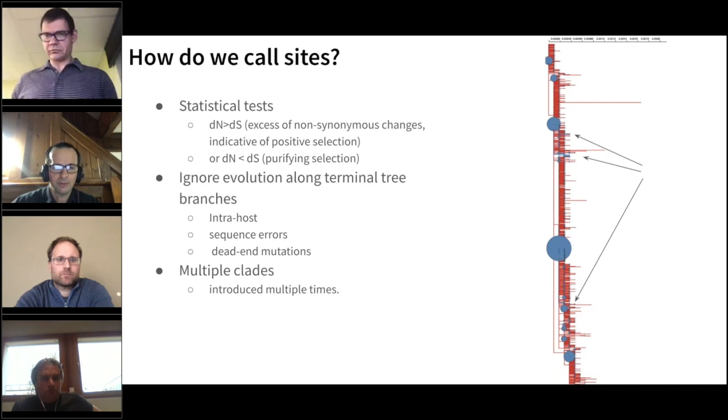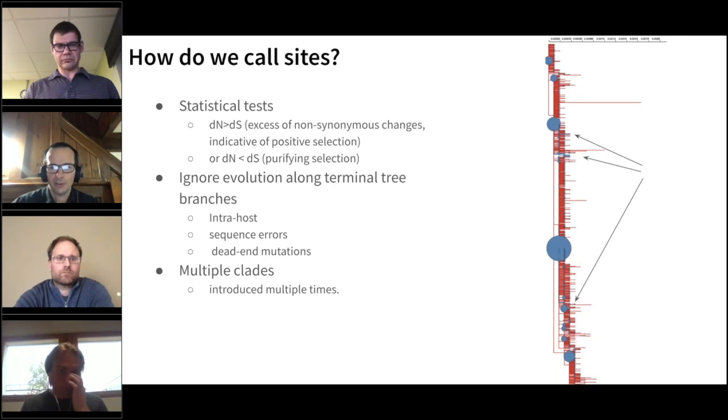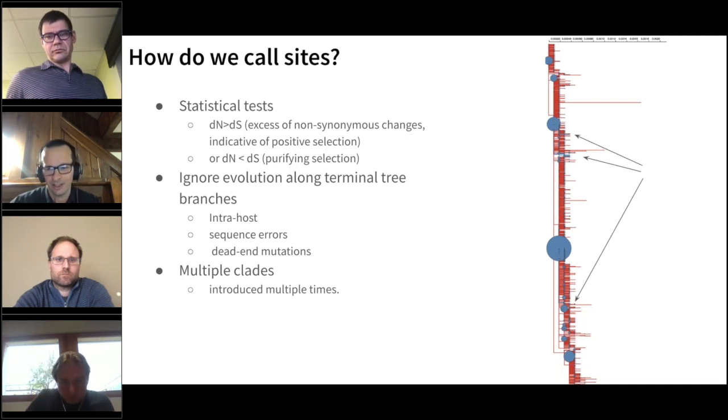We ignore evolution along terminal tree branches. This helps us with sequencing errors and dead-end mutations, and removes focus from intrahost evolution. One of the things we require for a substitution to be interesting is that it occurs multiple times in the tree. For example, here on the right there is a tree, highlighted by arrows. There are 3 independent introductions of one specific substitution in this tree. So it's a repeated event, an evolutionary replication, if you will. Next slide, please.